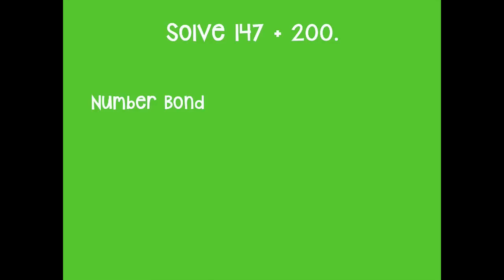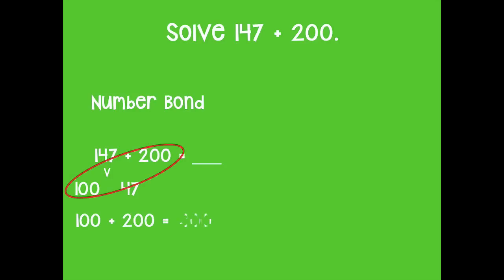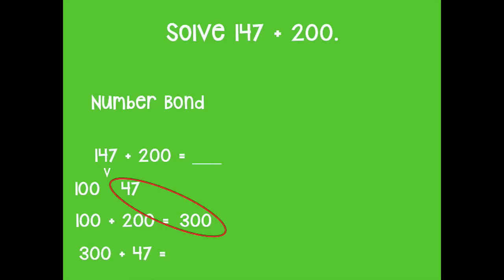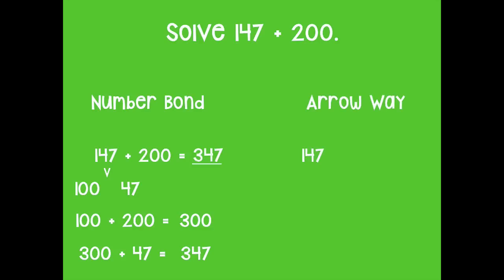All right, friends, so I'm going to show you the number bond way. So again, there's my problem. I'm going to break apart the 147 into the hundreds all by themselves. So 100 and then 47. So now I can easily add 100 plus 200 to get 300. And now I have to combine what's left, which is 300 plus 47. And that's pretty easy to do in our head too, right? 347. And then the arrow way would be 147 plus 200 is 347.